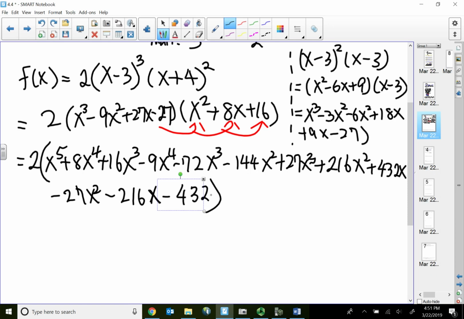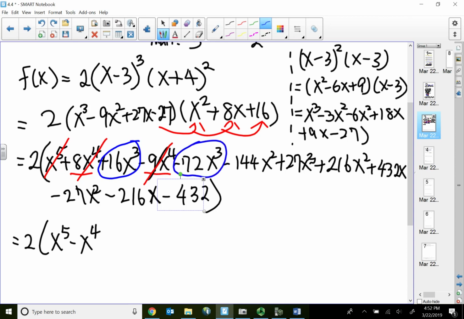So let's combine. 2 still up front. X to the 5th, got nobody to combine with, still x to the 5th. I'm going to scratch it off. 4th power here, 4th power here, nowhere else. 8 minus 9, negative x to the 4th. Now the 3rd power.